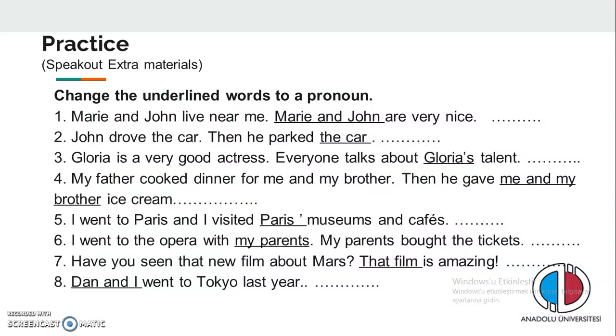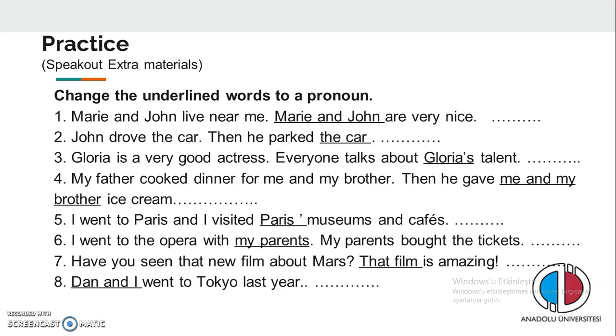And here are some exercises again. These are from Speak Out Extra Materials. In the first exercise it says change the underlined words to a pronoun, and you need to write the correct pronoun in the gaps. Let's do the first one as an example. Mary and John live near me. Mary and John are very nice. So the second Mary and John are underlined. What can we use here? They are very nice.